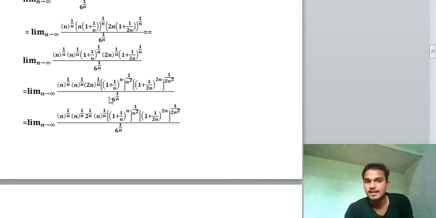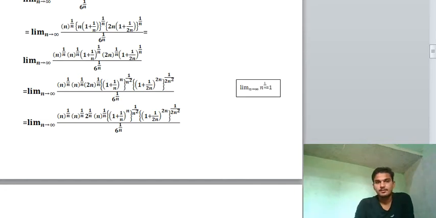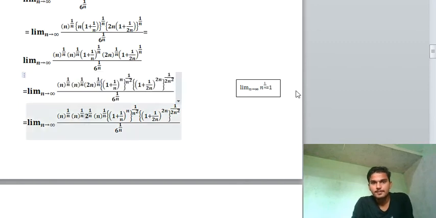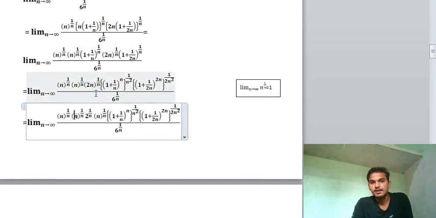And this is divided by 6 to the power 1 by n. Then we have to find the limit of this. So we know the limit of n to the power 1 by n, and 2n to the power 1 by n. This we can write as 2 to the power 1 by n into n to the power 1 by n.